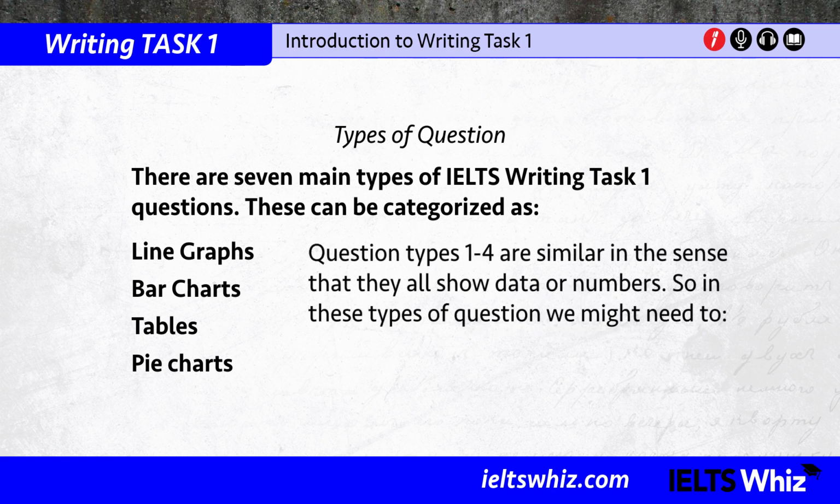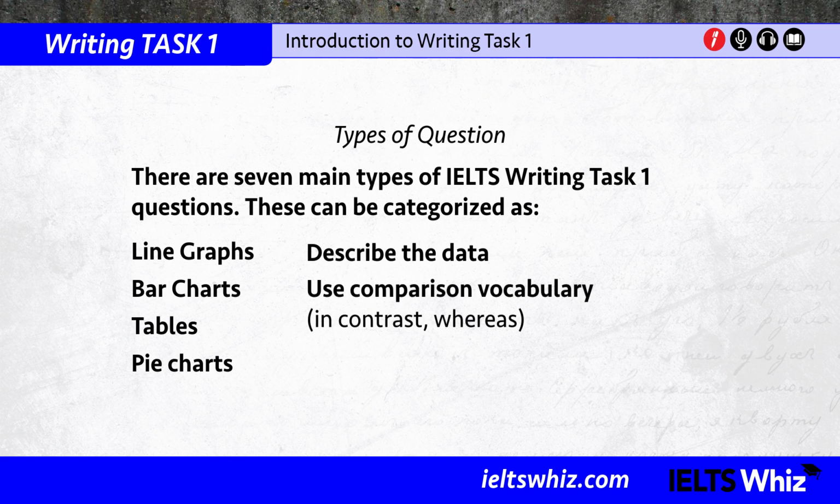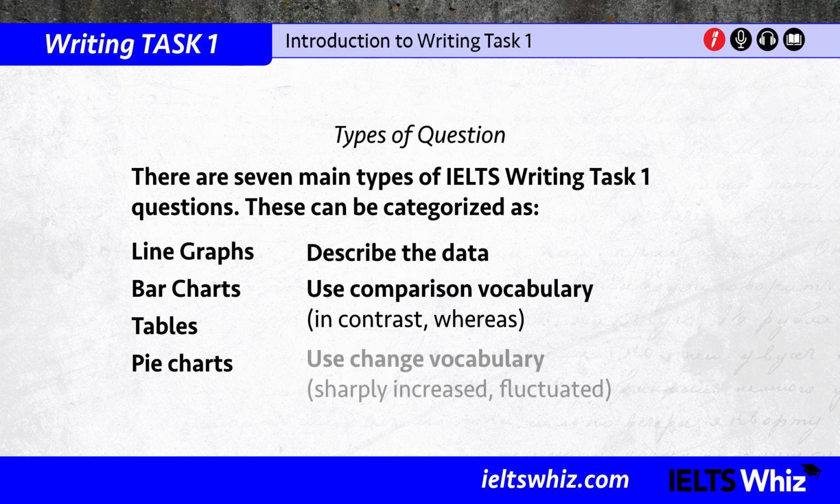Question types 1 to 4 are similar in the sense that they all show data or numbers. So in these types of question, we might need to describe the data, use comparison vocabulary, such as in contrast or whereas, and use change vocabulary, such as sharply increased or fluctuated.